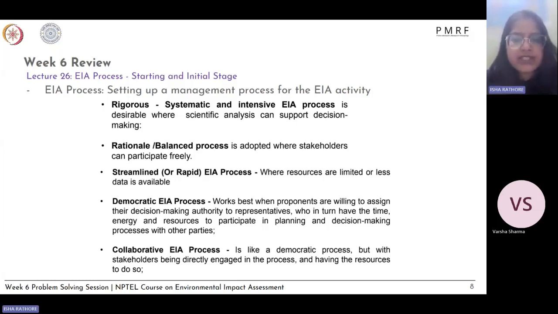Then collaborative EIA is like a democratic process, but with stakeholders being directly engaged in the process and having the resources to do so. That is, the stakeholders also have an important say. In democratic EIA, there was an authority to which the project proponent has given the powers to make decisions and be involved in the EIA process. But in the collaborative EIA process, the stakeholders or the people who are being affected by the development of that project are involved in the planning and decision making stages of the EIA report and the project in turn. Okay, so these are some terms.